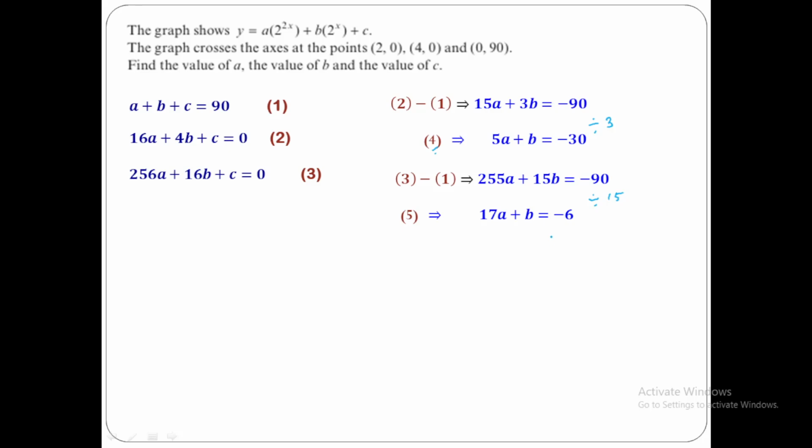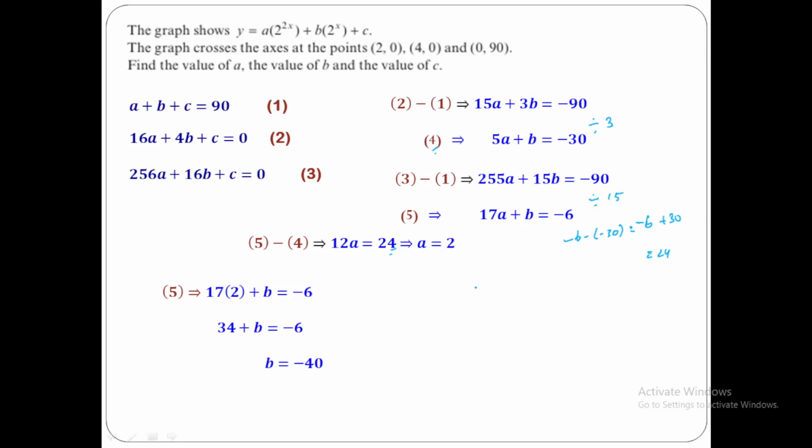Now we have two equations with a and b variables. Then what can we do? We can subtract 4 from 5. 17a minus 5a is 12a, b minus b is 0, and minus 6 minus of minus 30 is minus 6 plus 30, which is 24. So 12a is equal to 24, which implies a is 2.